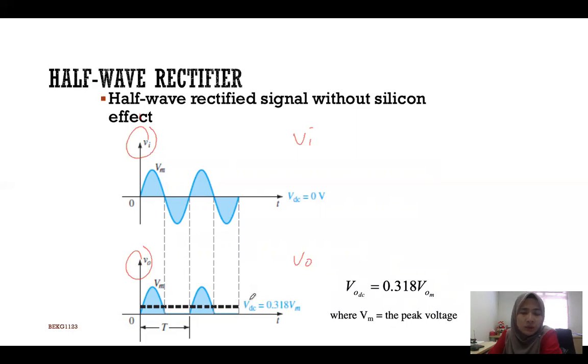So the VDC of this half-wave rectifier, this value is fixed. The value is 0.318 Vm. Vm is the V maximum over here. Vm is the peak voltage. So the VDC of the half-wave rectifier is fixed at 0.318 Vm.